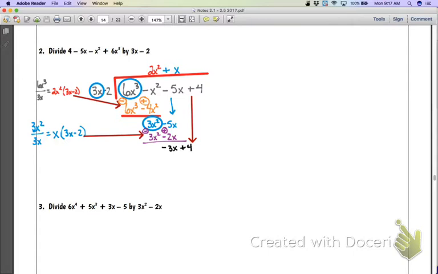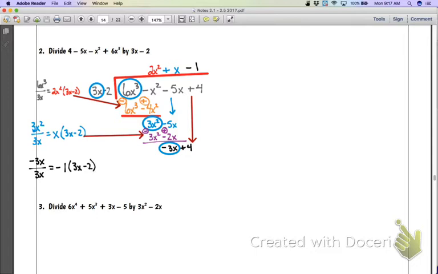So now I have a new lead. Okay, so I have a negative 3x. I'm going to take that negative 3x and divide it by the 3x that's out in front. So what do I have left? Negative 1. So it's going to be a minus 1. Take it and multiply it with the 3x minus 2.